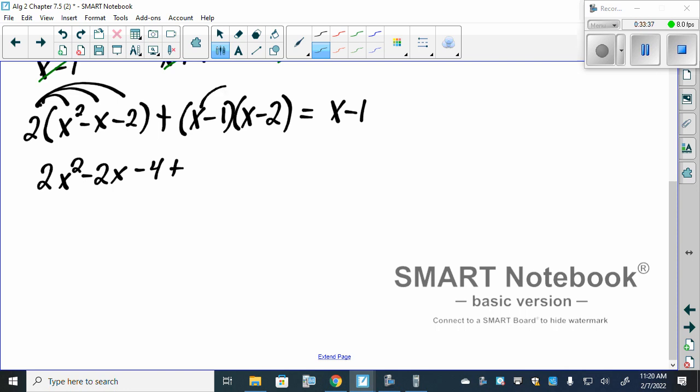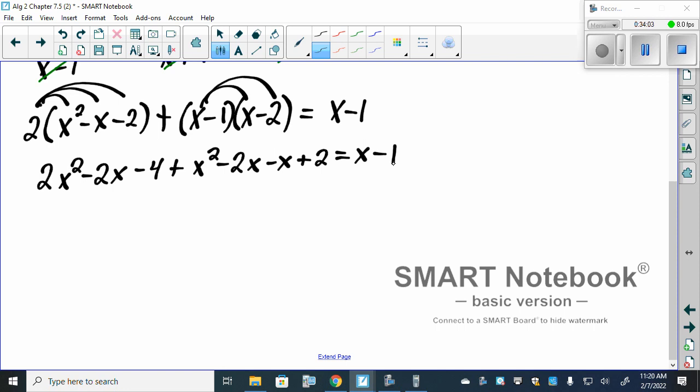Plus. In the middle, we'll have to use our distributive property all the way out. So x times x would give us x squared. X times negative 2 would be negative 2x. Negative 1 times x would be negative x. And negative 1 times negative 2 is going to be plus 2, is equal to x minus 1.